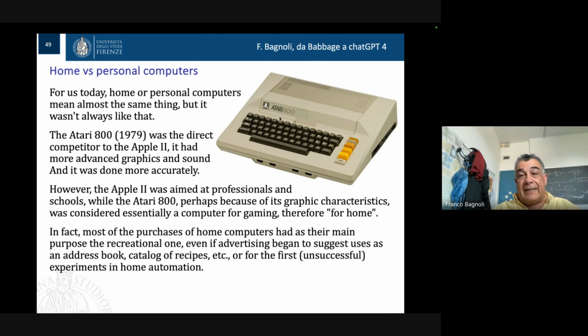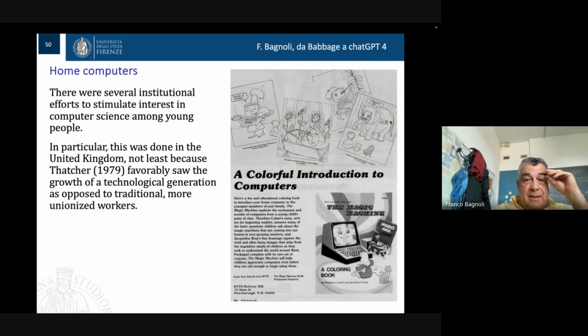While, for instance, the Atari 800, which had similar capabilities, was targeted at the home computer market, so it had to have a lot of games and entertainment, but it was also considered something different from education or business applications. And so you see how there was also an effort, in particular in the United Kingdom, for educating young people for the computer era.